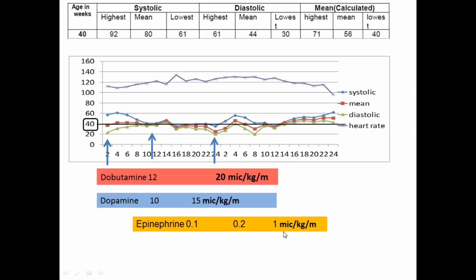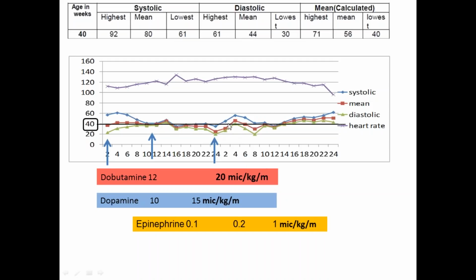0.1, they reached 1 mic. That's huge. 1 mic of epinephrine is equivalent to 100 mics of dopamine. Epinephrine is 100 times stronger than dopamine. So that's actually a huge dose.